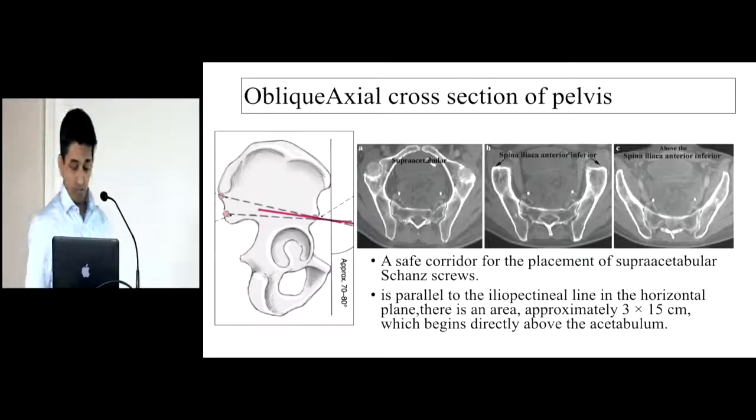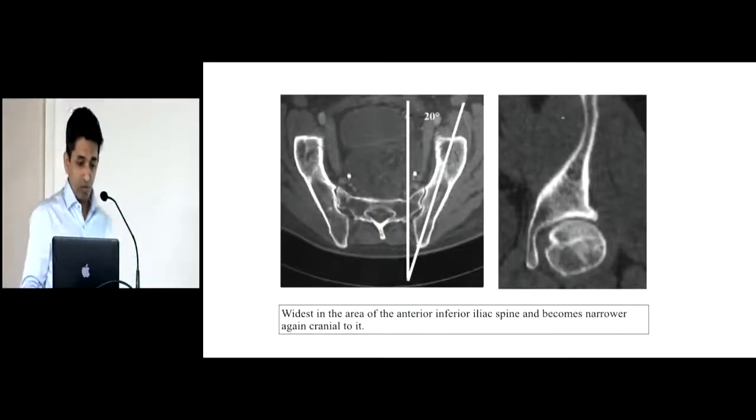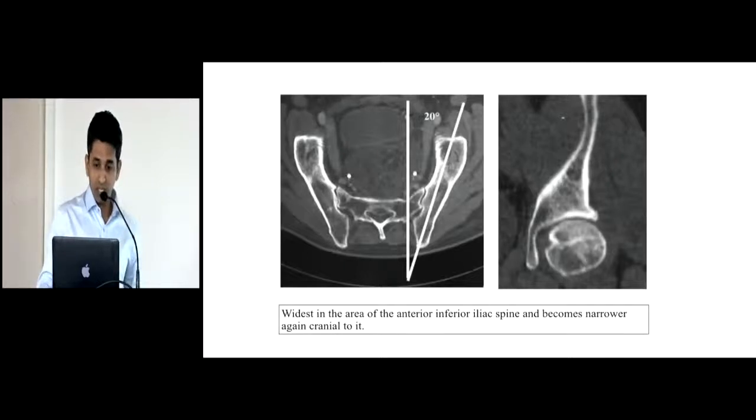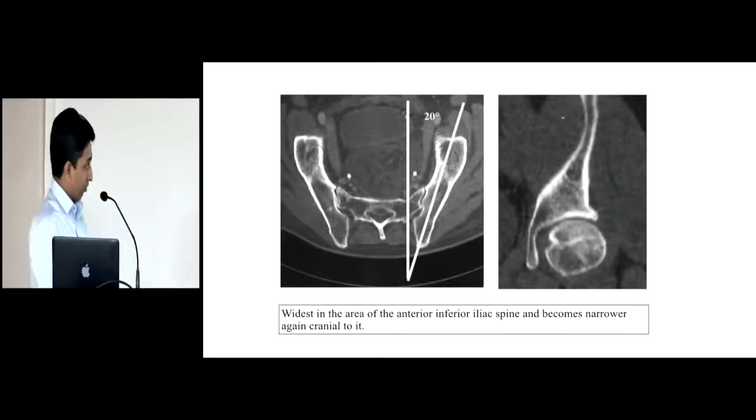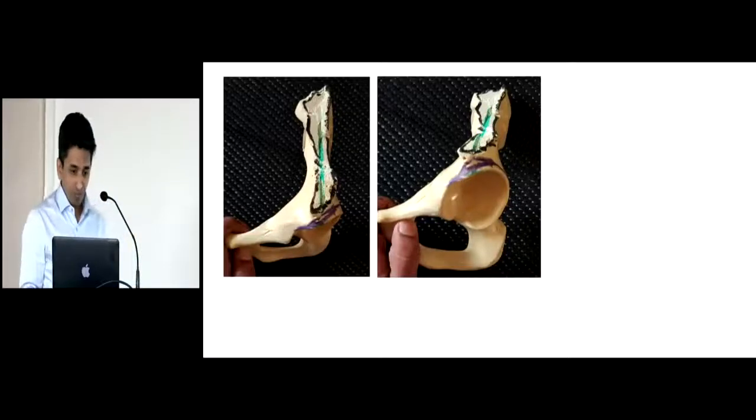AIIS till the PSIS. So that direction is around 20 degrees medially with respect to the vertical line. And if you see the sagittal cross section, we see a nice triangular area, and that is full of cancellous bone. And again, this is a very good area to pass an external fixator pin. So that's how it looks on the cross section.